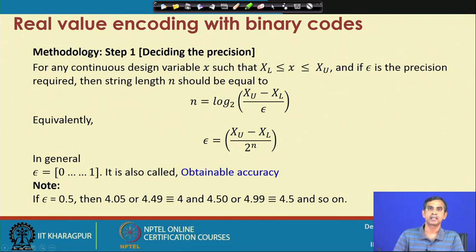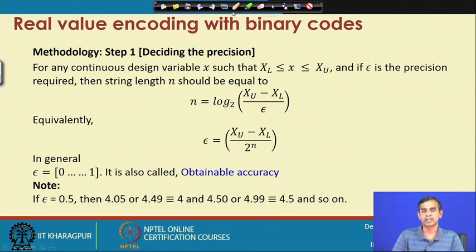This is because the binary encoding scheme is faster and gives more accurate results. That is why many users and programmers prefer the binary encoding scheme. In the next 2-3 slides I will quickly give an idea about how binary encoding can be adapted to the real value encoding scheme.